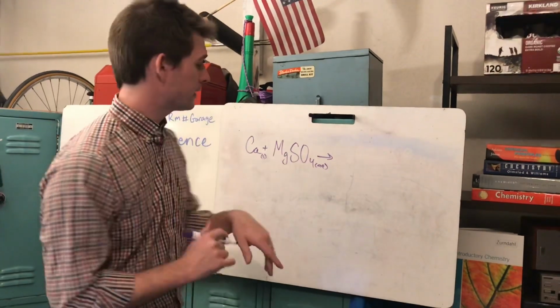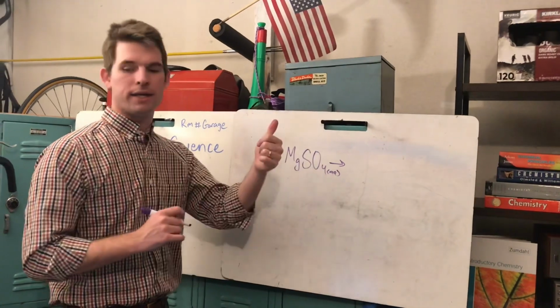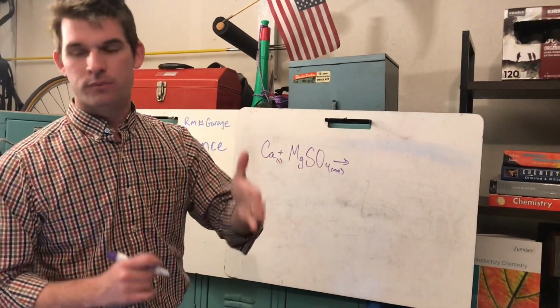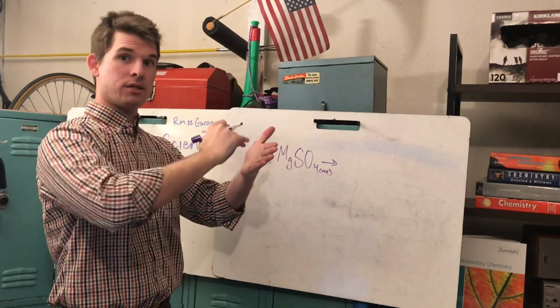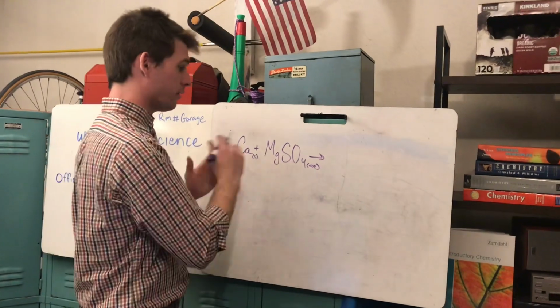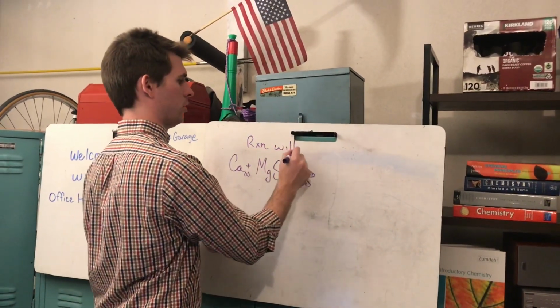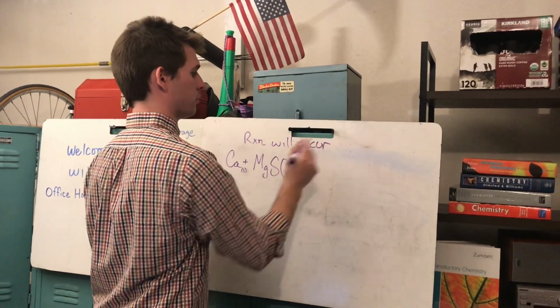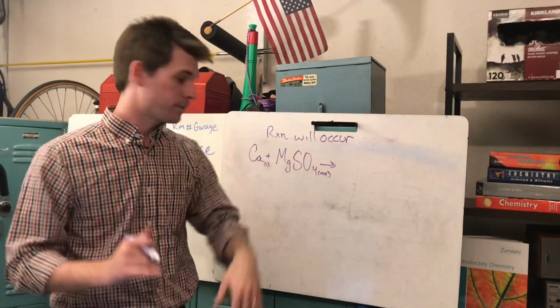Okay, they're going to react together. They're only going to react if calcium is more reactive than magnesium and can kick magnesium out. So we'll look at our reactivity series. Is calcium higher than magnesium on the chart? Yep, it is. Okay, so we know this reaction is going to happen. The reaction will occur. Now we need to figure out what type of reaction this is, so that we can predict the products.